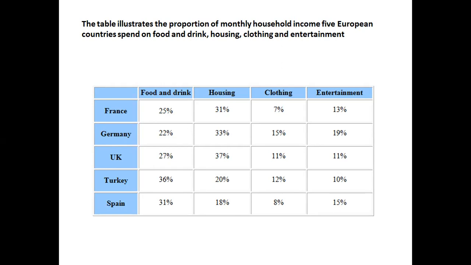If any person is spending 100 rupees, this is what they are spending on different items: 25 on food and drink in France, 31 on housing. Anyway, what we are supposed to do again is ask ourselves: what does the graph represent? Here, the graph represents the proportion, the ratio, the percentage, you can say. Percentage of what? Again, income. It's a proportion of income which is spent on different commodities, you can say, or domestic needs.